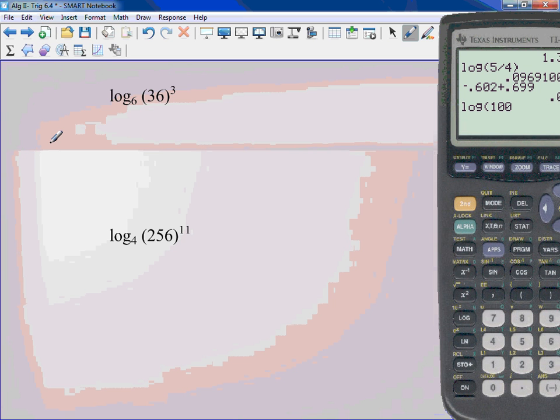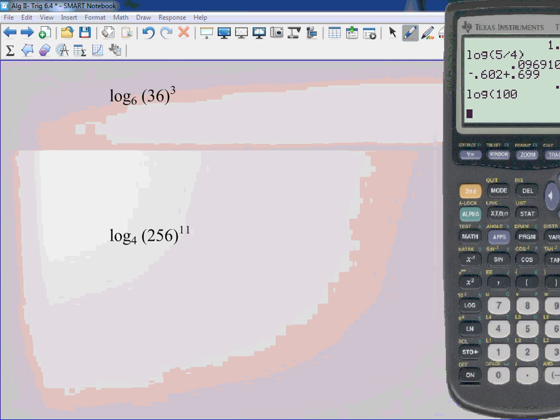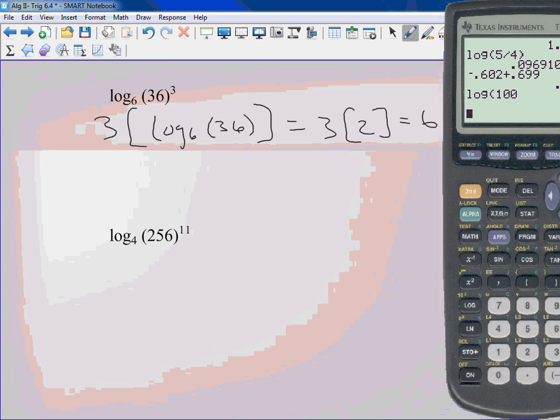Log base 6 of 36 cubed. And I also have log base 4 of 256 to the 11th. All this really means here is 3 times log base 6 of 36. It's 2. 6 squared is 36. So it means 3 times 2, which is 6 is my answer.